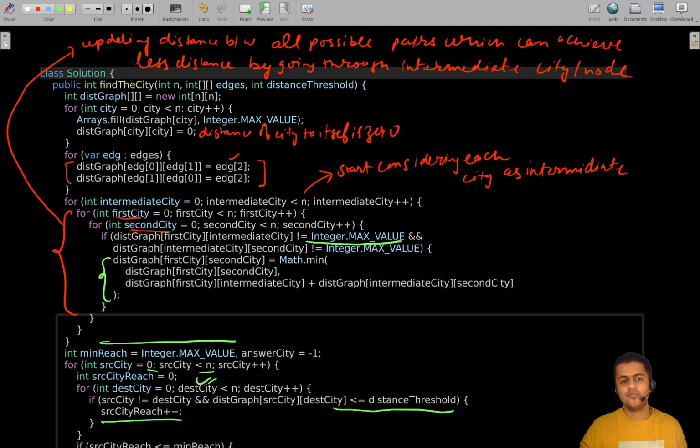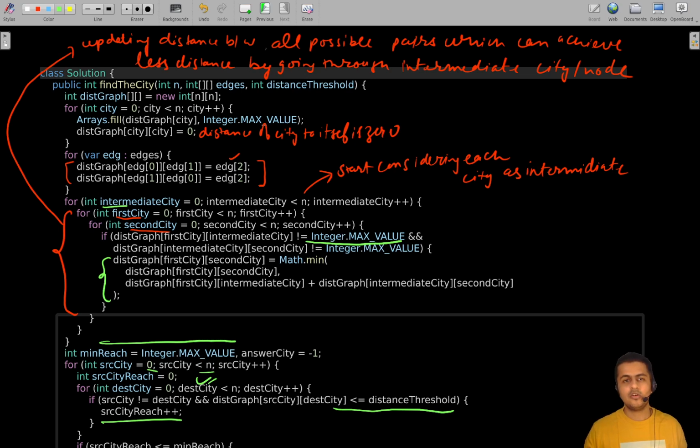And there is a thing that you must keep in mind, that this particular intermediate city loop should not be the innermost loop, because it will result in late updations of some city distances, pair of city distances, and those late updations will result in wrong answers. You can try to have a dry run of it by taking it as an inner loop and then taking it as an outer loop. You will understand what I mean by late updations. Okay, so that is all.